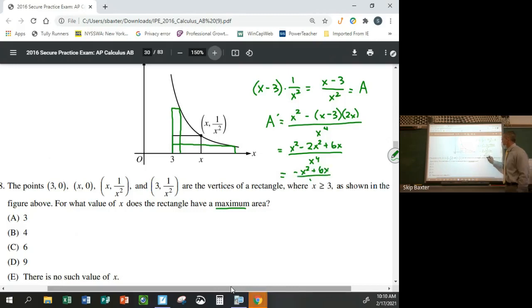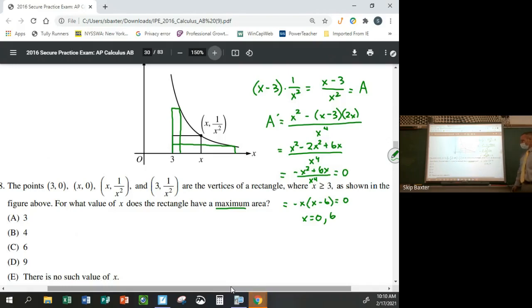What's the next step in the first derivative test? What's that? Yeah, set equal to 0. Remember, a fraction is equal to 0 when the top is 0, so I can ignore the bottom completely. I'm going to factor it: negative x times (x minus 6). So x equals 0 or 6. 0 doesn't make any sense because it's way over here, right? So the answer must be 6.